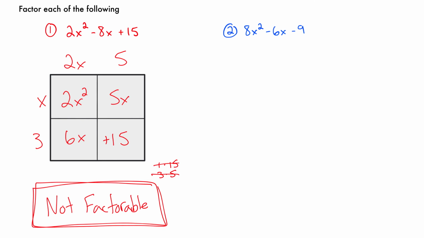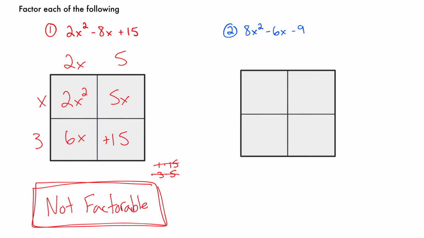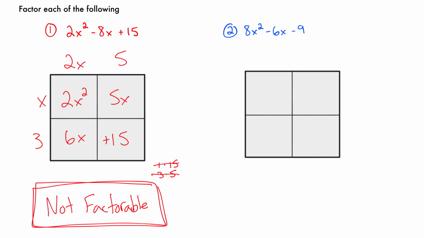Problem number 2 has a different issue. Area model. I'm going to put the 8x squared in the top left, the negative 9 in the bottom right, and whatever ends up in these two boxes is going to have to subtract to get me a negative 6. So it'd be something like a 10 and a 4.